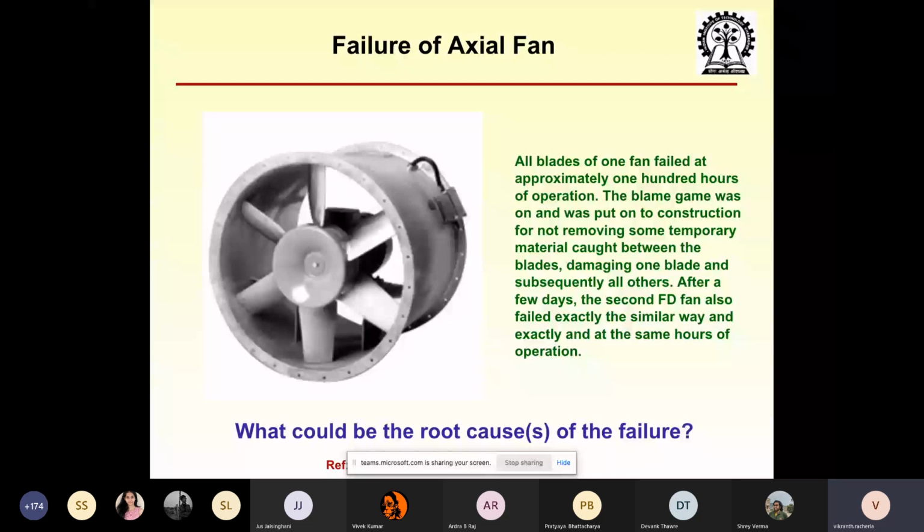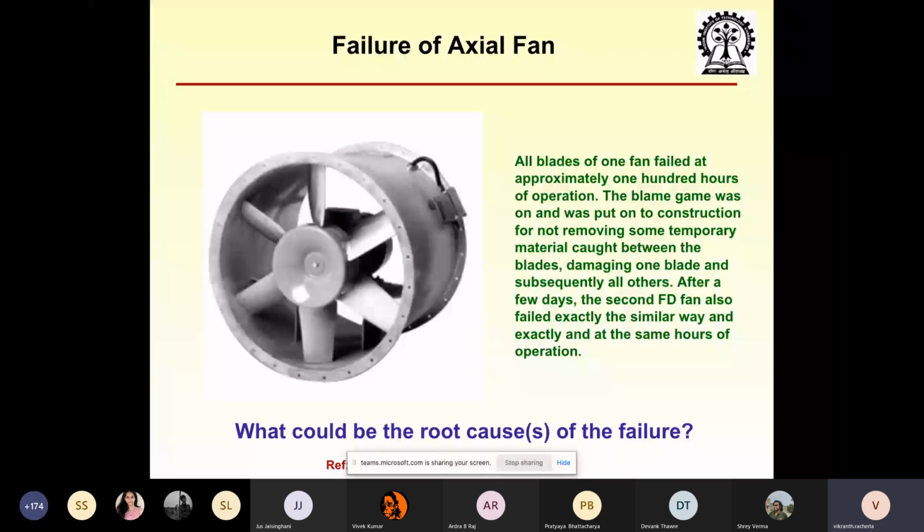So after some days they replaced the fan with another fan, and the second fan also failed exactly after a similar number of hours, about 100 hours of operation. Again all the blades broke. What do you think was happening in this application?